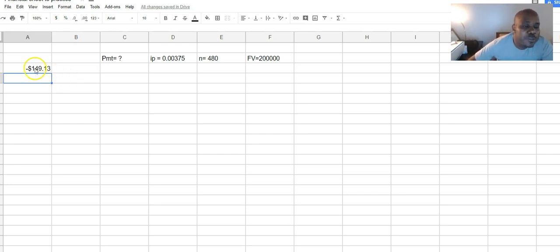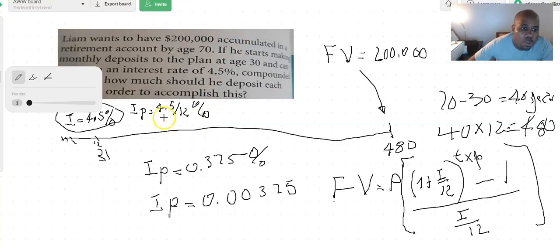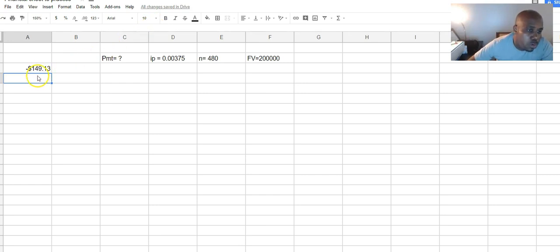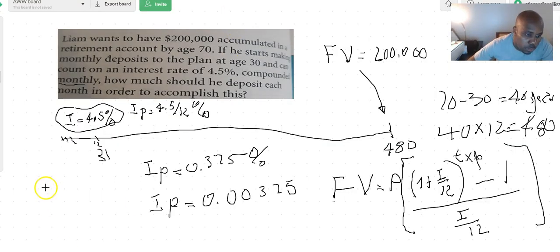Which means in this case my payment, that means every month, we're talking about a loan every month. The payment is going to be minus 149.13. We got it.